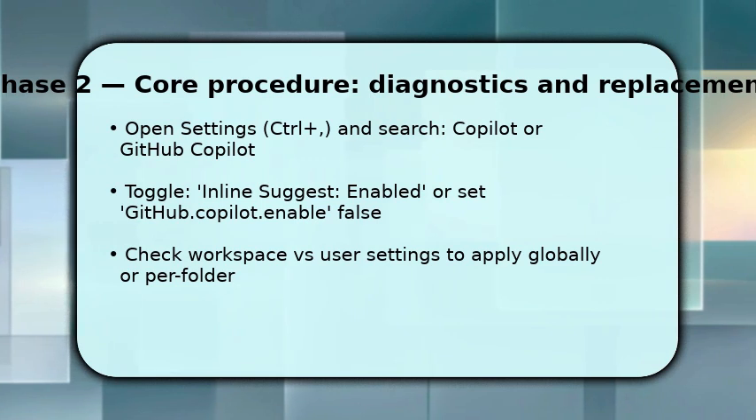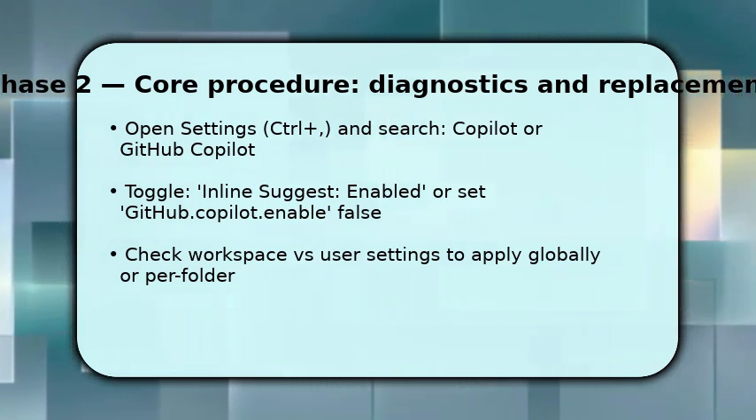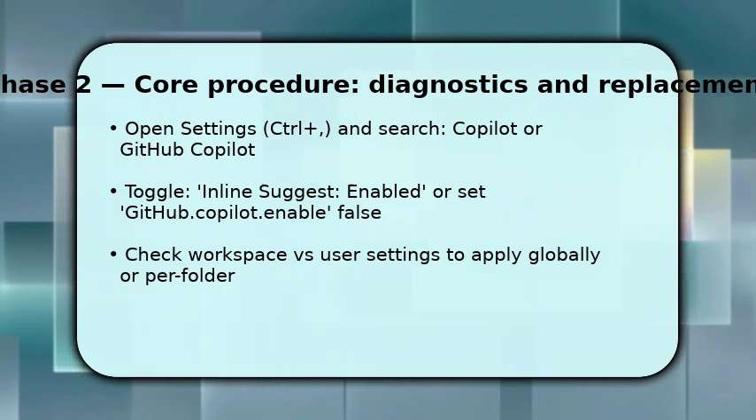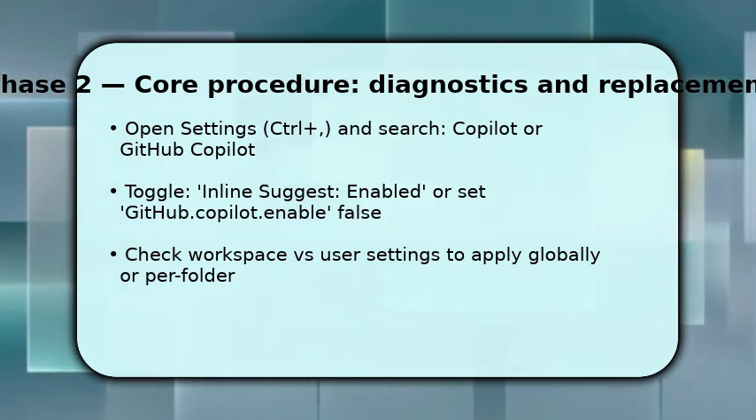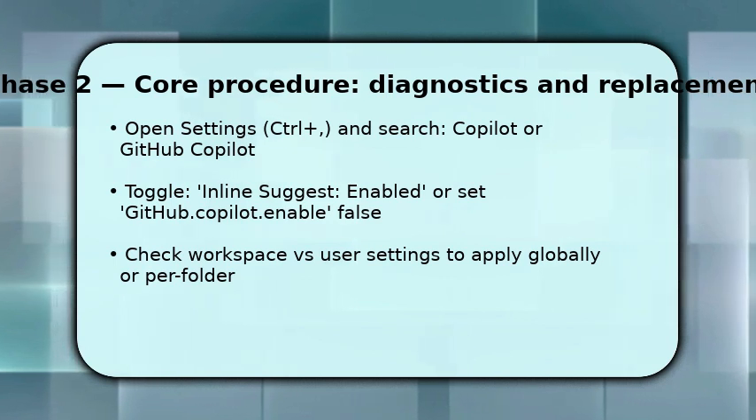If you want per project control, switch to workspace settings and apply the same toggle. This avoids changing other projects. Once saved, reload the window to ensure the new config is active and to clear cached suggestion state.